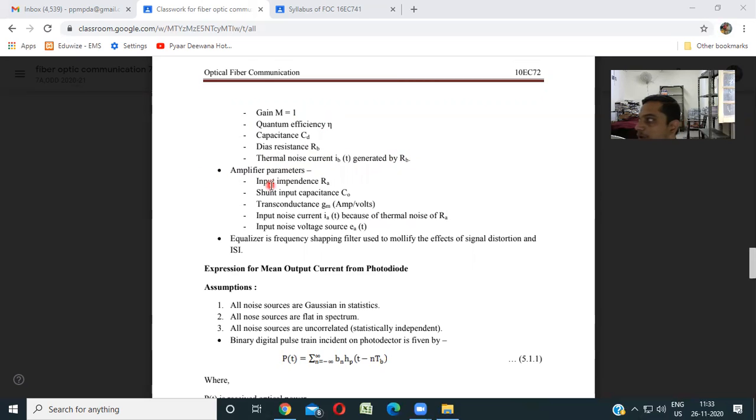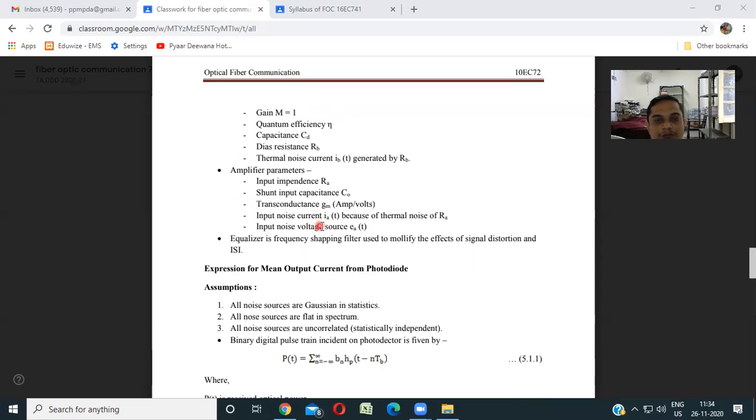Then we have the amplifier parameters. So the parameters related to the amplifiers are input impedance RA, shunt input capacitance CA. Then we have one more parameter called transconductance. So that is I by V. Transconductance given by GM. It is a ratio of current to voltage, amperes to voltage. So transconductance is a parameter of the amplifier.